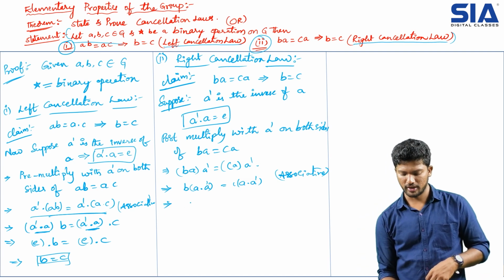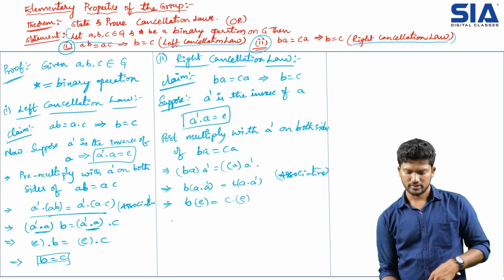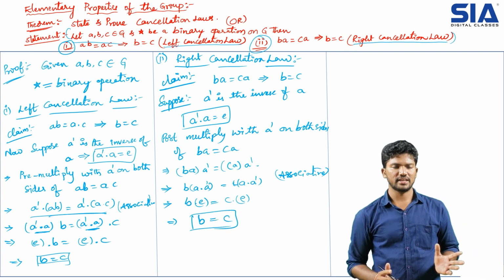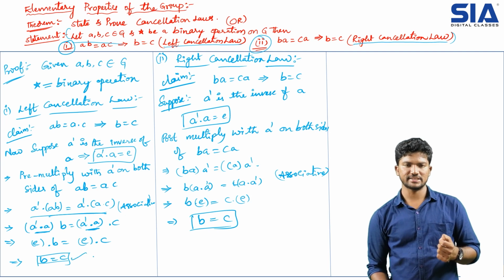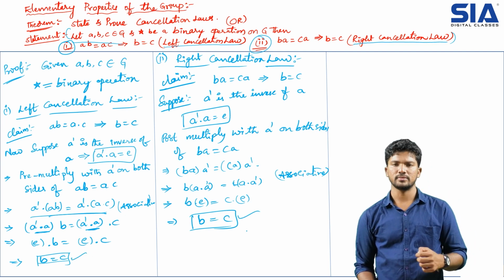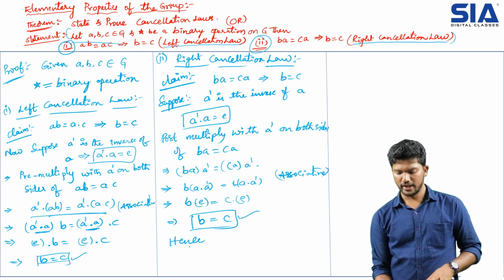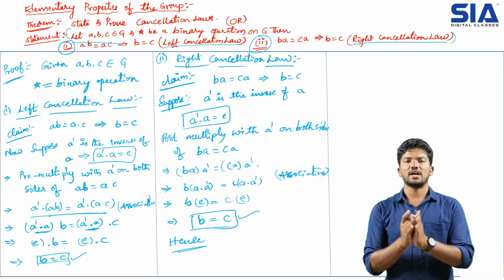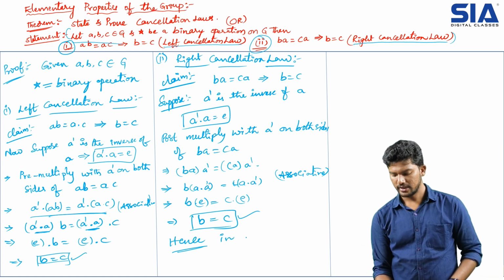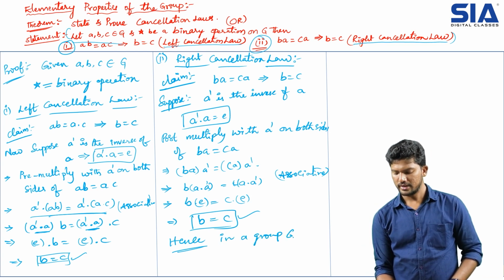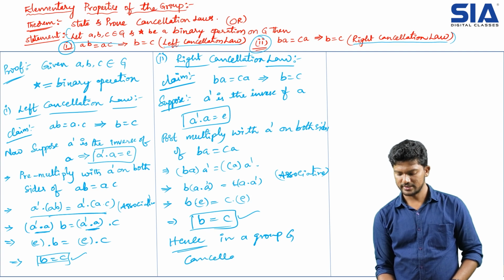Now by using the inverse property, you can write small e, and c into small e. Therefore, by the left cancellation law we proved b is equal to c, and by the right cancellation law we proved the same, b equal to c. Hence, in a group G, cancellation laws hold.